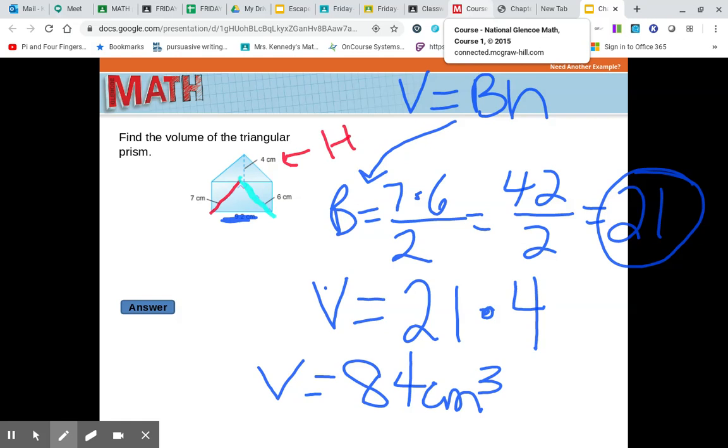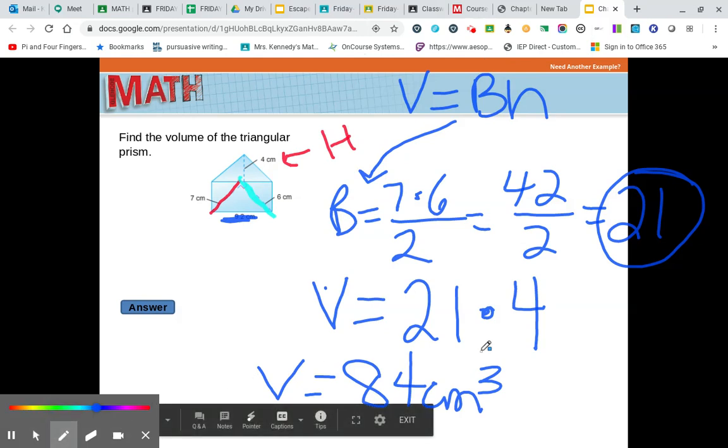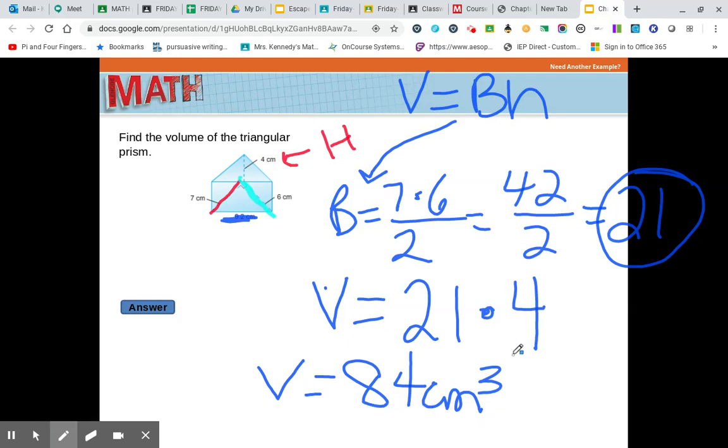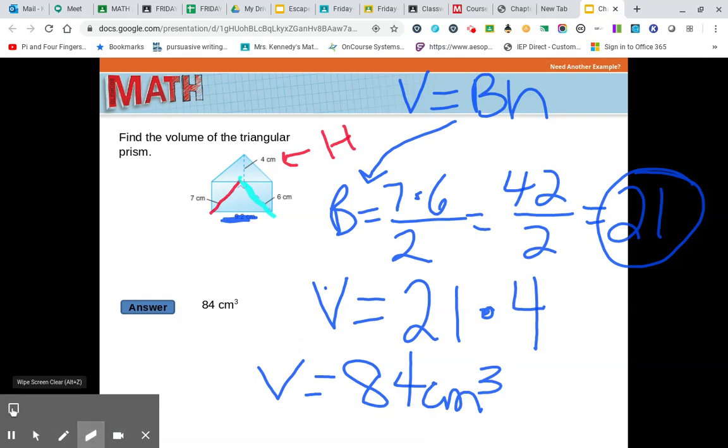Good with that? Remember, the good thing about the video is you can always pause it to write things down. Sorry, I thought I clicked that. There you go, 84 cubic centimeters.